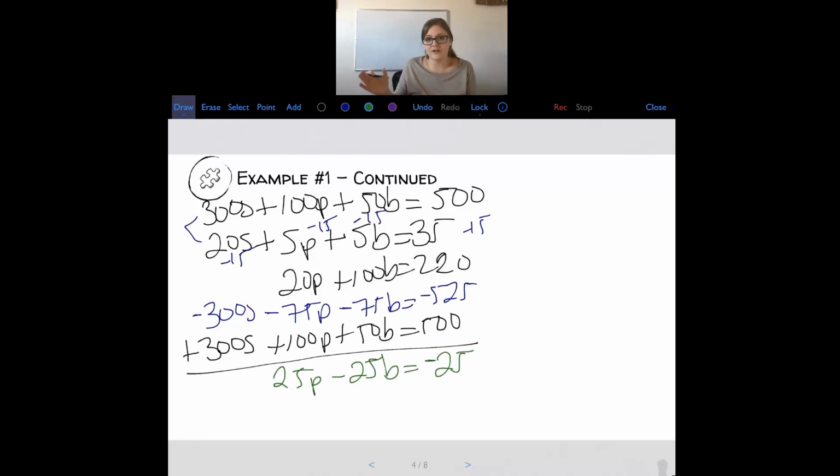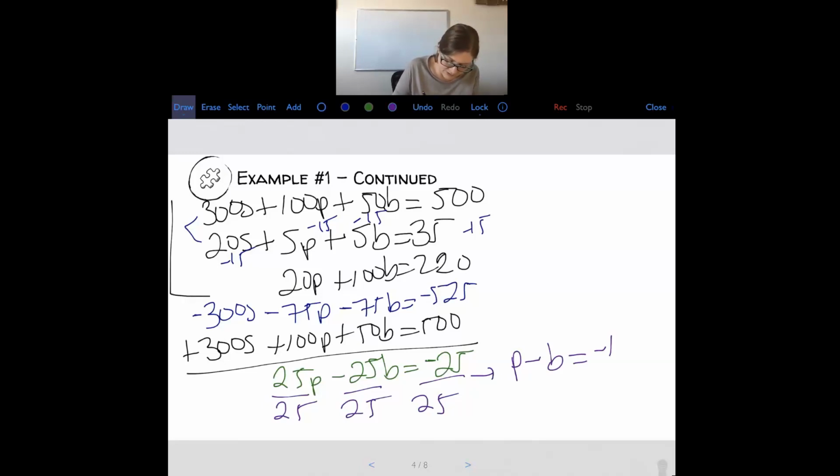Now notice all of our terms here have a 25, so I'm just going to go ahead and divide by 25 to make it as simple as possible. So this gives us P minus B is equal to negative 1. So you get to choose again what equation it replaces. We started with this top box of equations, so I'm going to have it replace the first equation, and I'm going to write that on the next slide.